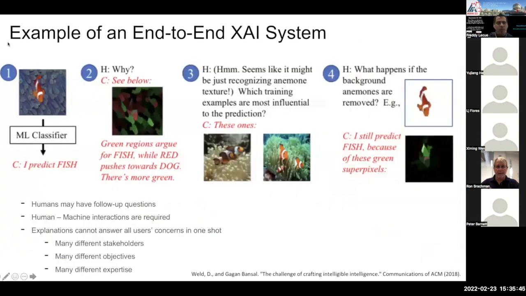So, an example of an end-to-end XAI system. I know we haven't detailed the different techniques, but I just want you to get an idea or an overview of what an XAI system should be. I like discussing this with many different people from the research community, and obviously also from the industry perspective.